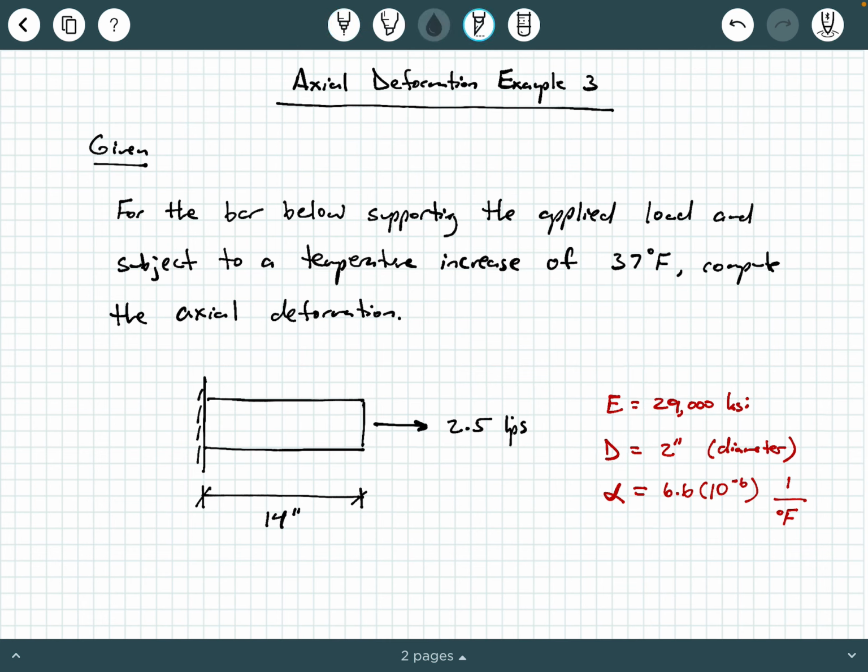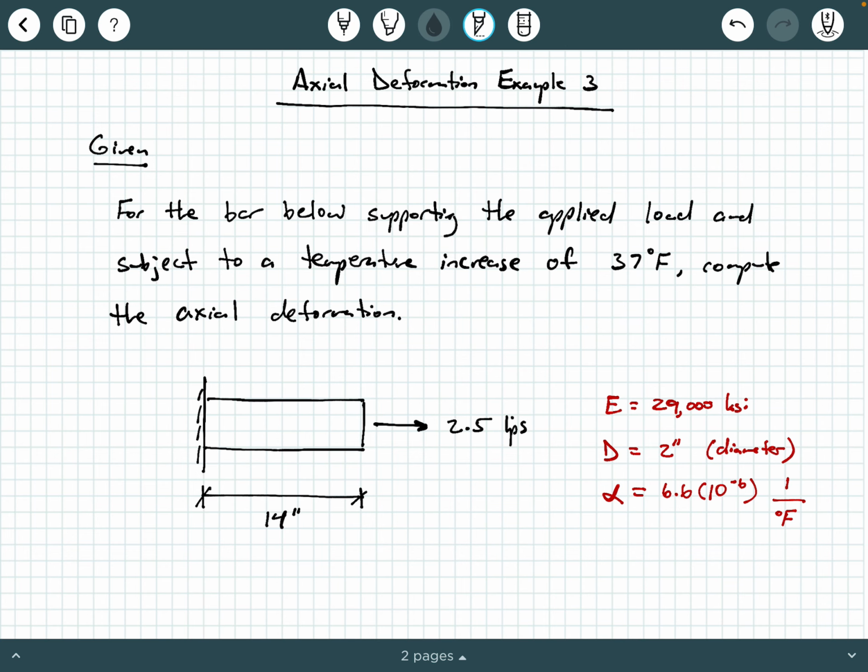Here we're saying for the bar below supporting the applied load and subject to a temperature increase of 37 degrees Fahrenheit, compute the axial deformation. So we have this axially loaded bar, and we know it's axially loaded because the applied force, 2.5 kips, is directed along the longitudinal axis of the member. It's 14 inches long. And it has the following properties over here.